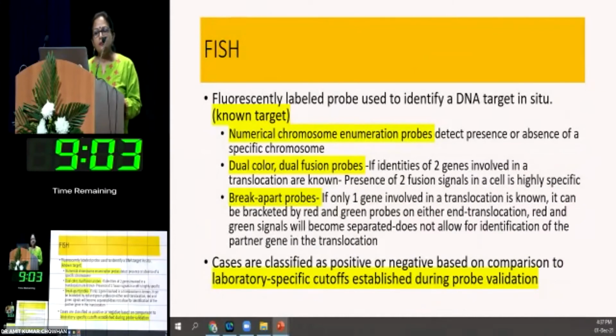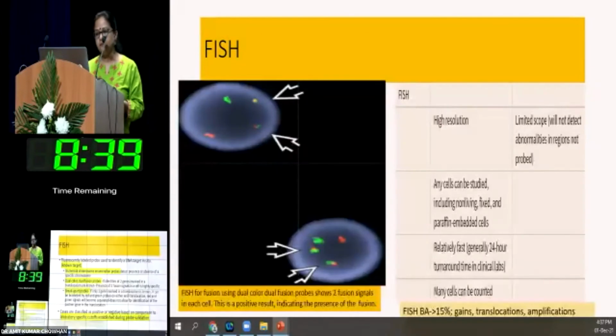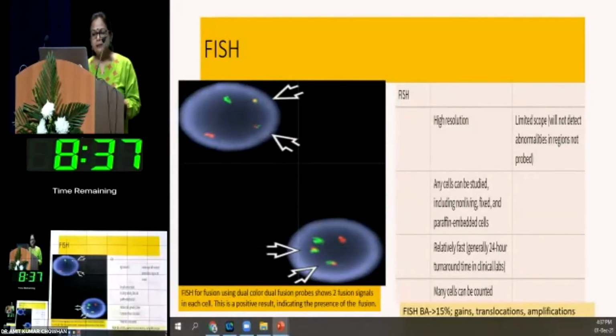And depending on the probes, that is numerical chromosome enumeration probe, dual color dual fusion probes, or break apart probes, you can look for presence or absence of chromosomes, or translocations where both the partners of the translocation are known, or break apart probes where only one partner is known. The specific cutoffs for calling a FISH test as positive or negative have to be established during probe validation in each laboratory.